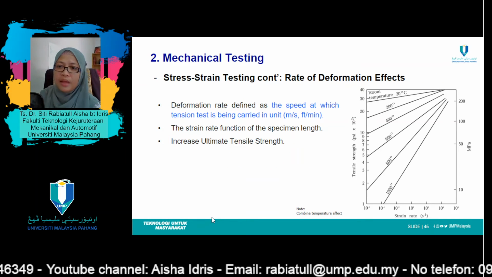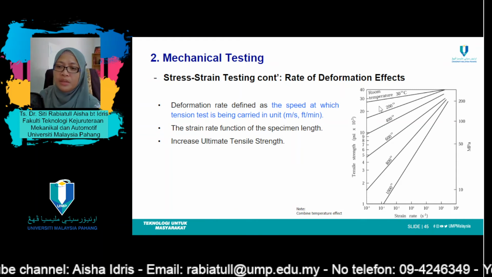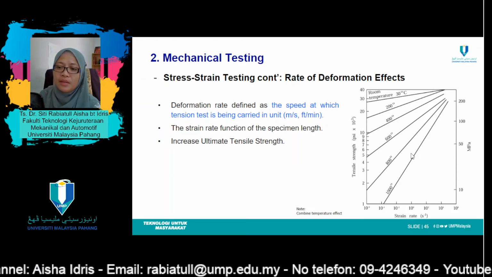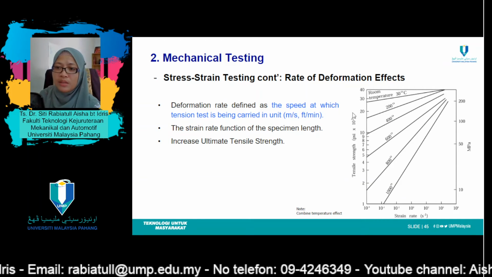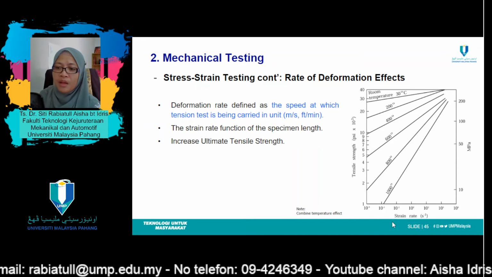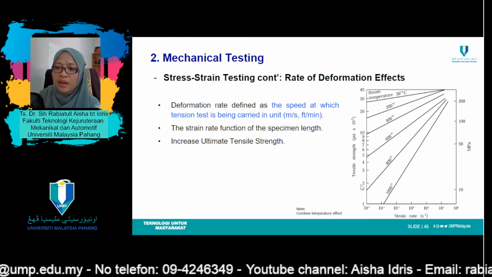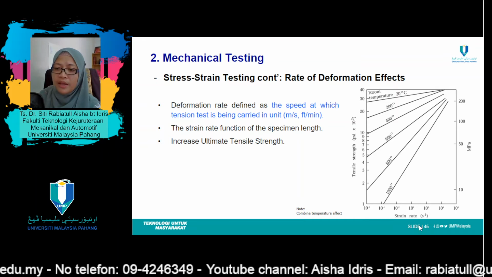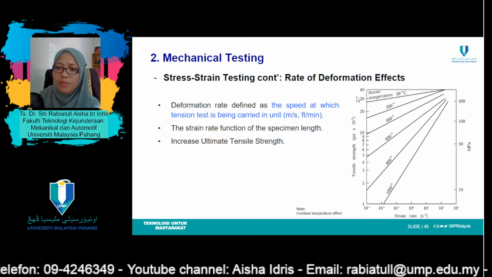Other than that, the rate of deformation is also affected by the temperature. For example, if you look at this graph over here, the higher the strain rate is, the higher the tensile strength will be.